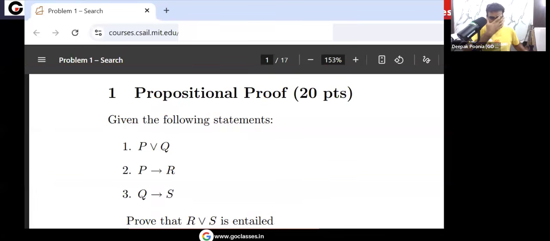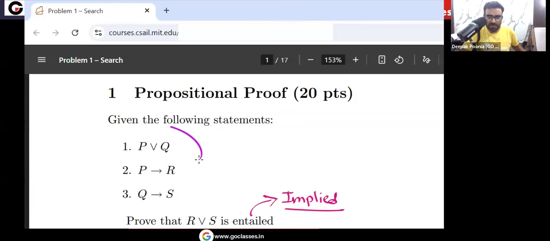Let's solve this question from MIT. Question taken from MIT. Given the following statements, three statements are given: P or Q, P implies R, Q implies S. Prove that R or S is entailed. What is the meaning of entailed? Entailed simply means implied. So you can say that this word entailed is same as implied. This is what it means.